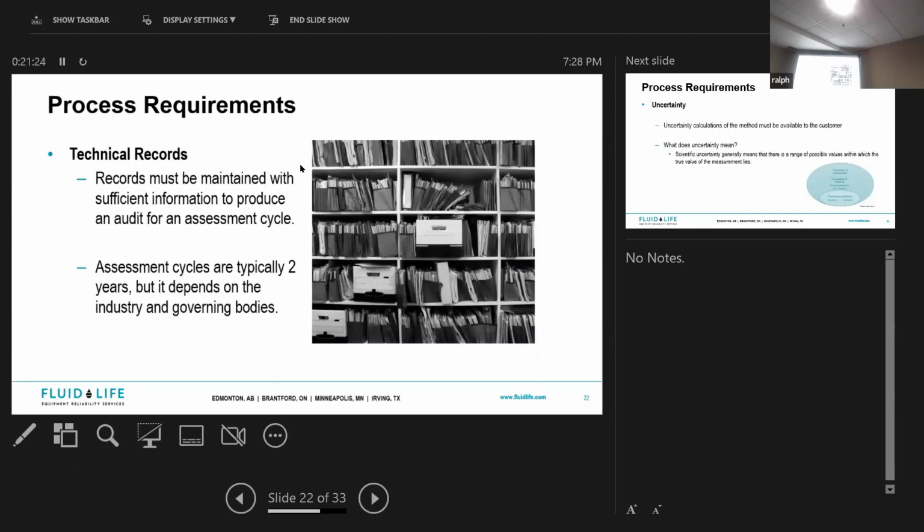Technical records, all of them need to be maintained. So you have to keep them. And for us, we're accredited by CALA. They say 2 years and a little bit, basically to cover an entire assessment cycle. So most accreditation bodies say about 2 years, but it could be 3, it could be 1, depending on what you're doing.